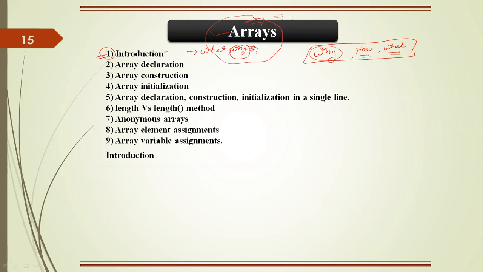So in this introduction part, I will tell you. Second part is array declaration, how to declare an array. Third part is array construction. Fourth part is initialization. Fifth part is declaration, construction, initialization in a single line. This fifth point is important. यहाँ तक आपको ये वीडियो तो देखना ही है. ये single line में कैसे declare करेंगे हम array को, यहाँ पर देखेंगे. फिर length में difference और length method देखेंगे. फिर anonymous array कैसे बनाते हैं? How to declare an anonymous array, what is an anonymous array, and array element assignment and array variable assignment. These 9 topics we will discuss in today's session.